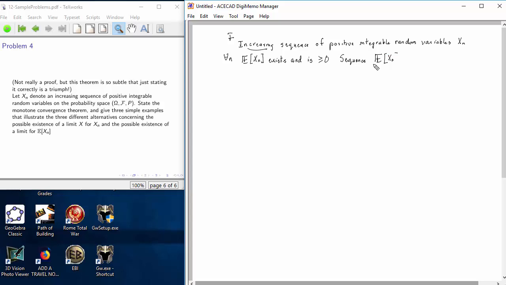And furthermore, the sequence of expectations is increasing. Now, there are two possibilities. Case one is that this increasing sequence is unbounded. And that's not the case we're interested in. We're interested in case two, where the limit of this increasing sequence is finite.